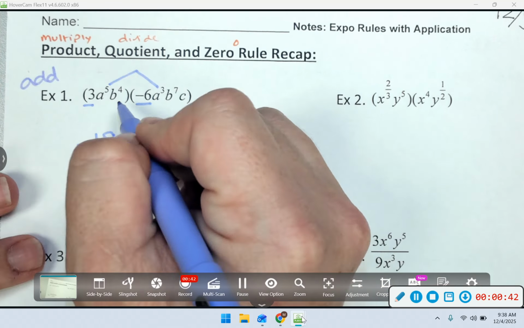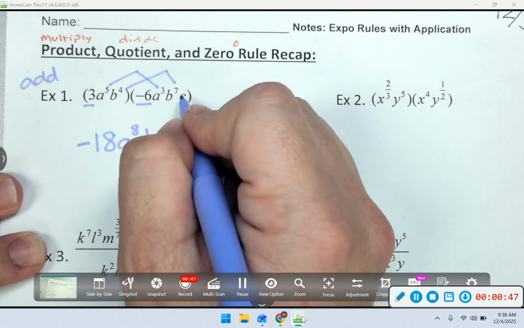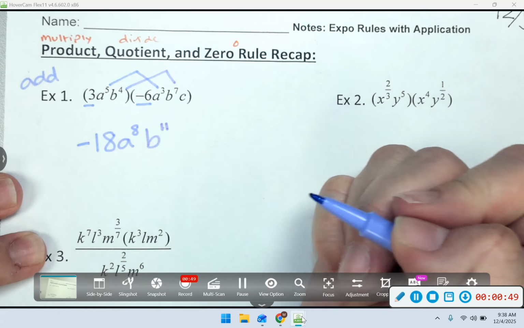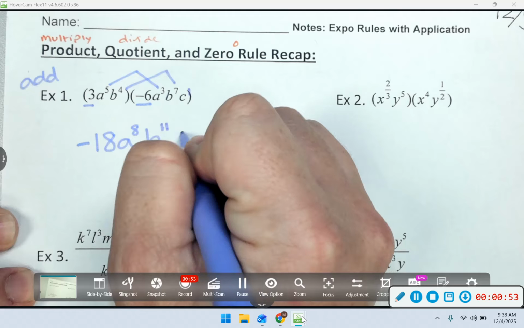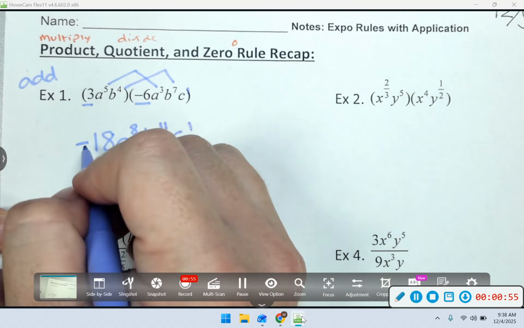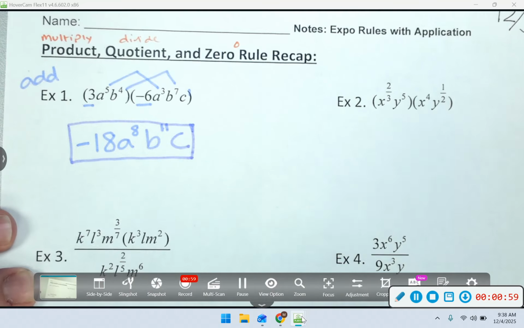Okay, B, 4 plus 7. I don't know why that took me so long in my head. 11. And I don't have a C over here. All I have is this one C, so it's just C or C to the 1 power. Either way is correct. I'm going to actually cover up that 1. And there's my answer.